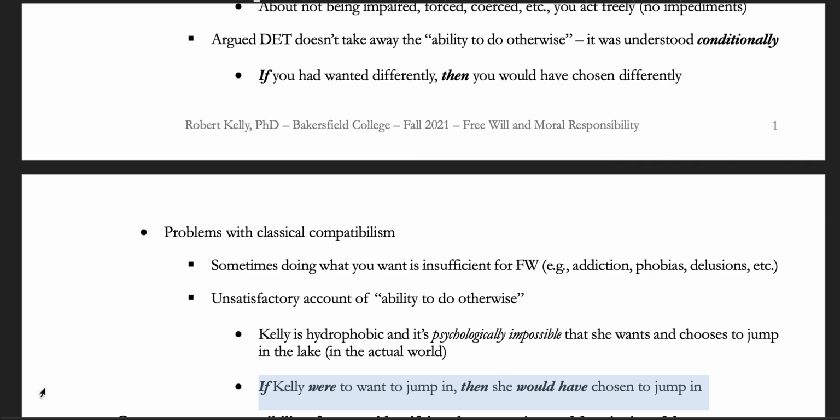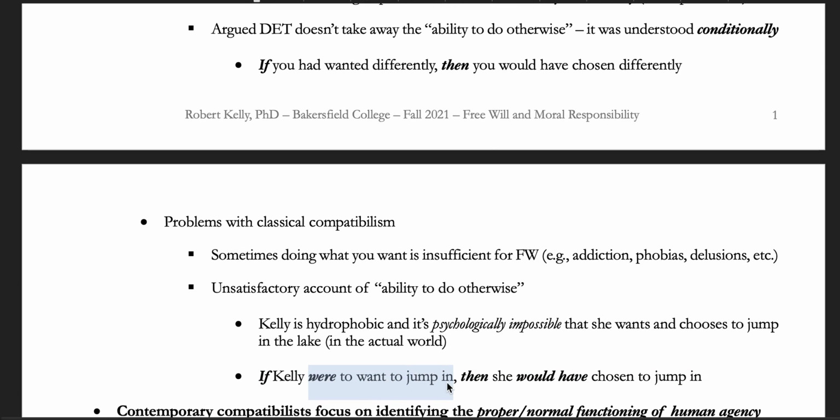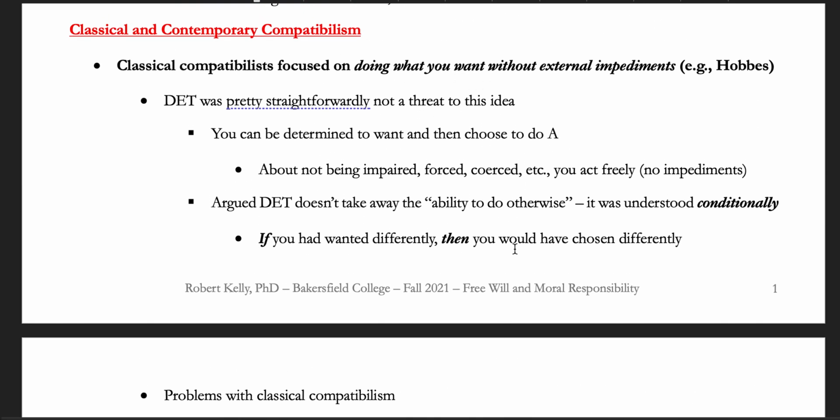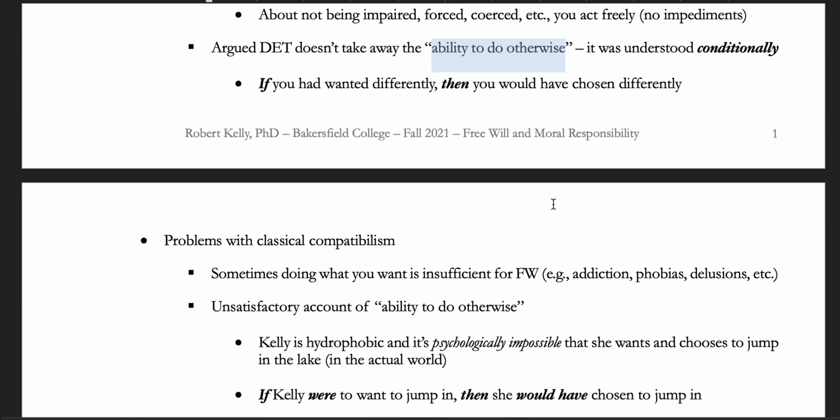it's still going to be true that if Kelly were to want to jump in, if the past had been a little different, and maybe she didn't have this psychological hang-up, which let's just say was the result of some traumatic event in her life, if that had been different, but everything else about Kelly was the same, then it would be possible for her to want to jump in the lake and to choose to jump in the lake. So if she were to want to jump in the lake, then she would have chosen. So that's still true. And so you still get this ability to do otherwise, right? Even though it's just psychologically impossible in the actual world.